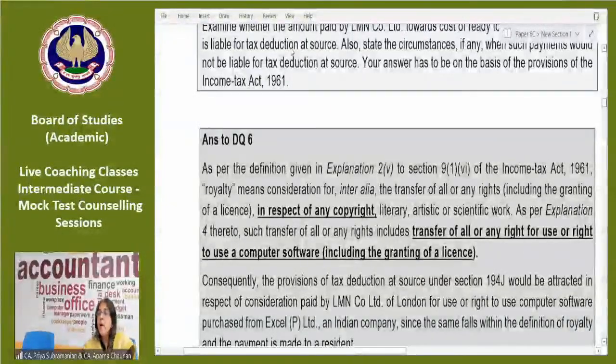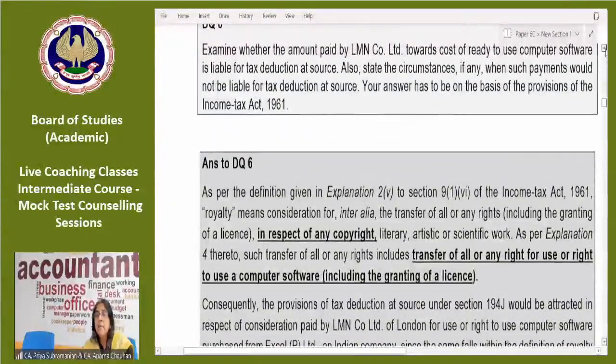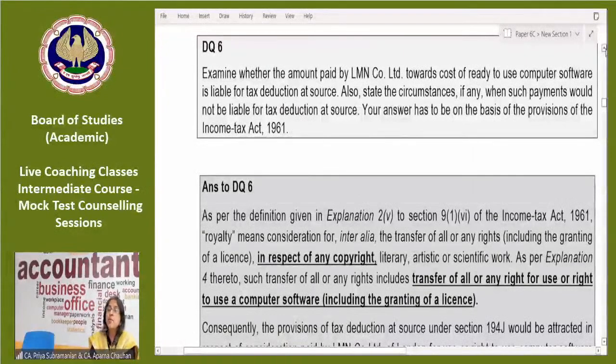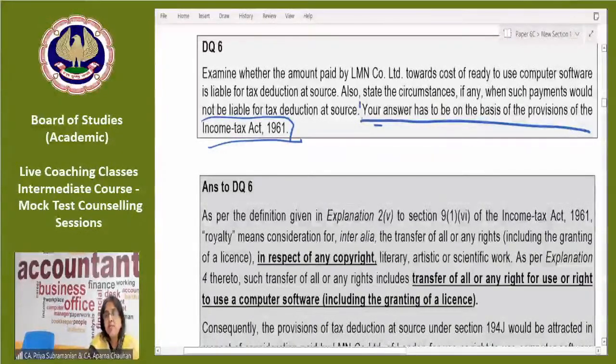Now, examine whether the amount paid by LMN Company Limited towards cost of ready-to-use computer software is liable for TDS. Also state the circumstances, if any, when such payments would not be liable to TDS. Your answer has to be based on the provisions of the Income Tax Act. This is very important. You have to answer on the basis of the provisions of the Income Tax Act.